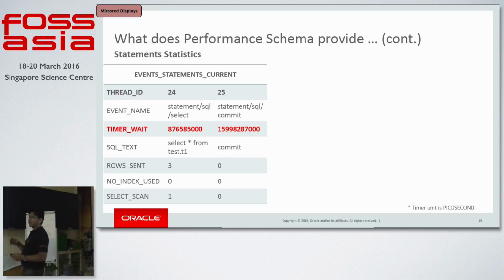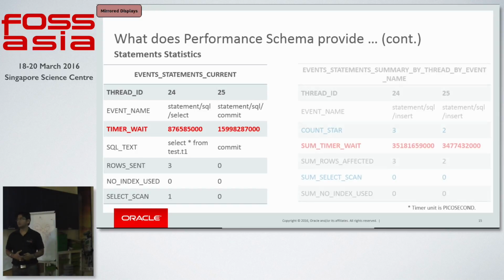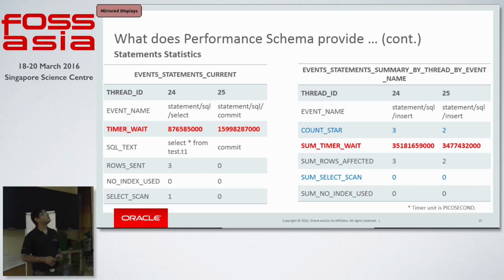Okay, so I got the latest statement executed by any thread. Is it possible to get all the statements executed by a thread? We have events_statements_summary_by_thread_by_event_name. In this table, we get all the statements executed by any thread. I can see from connection ID 24, that is our first connection, we have 3 insert statements executed. This is the time taken for these insert statements. And we have 2 insert statements executed by connection ID 25, and that is the time taken by these 2 insert statements. So I got the last statement, and I got all the statements by thread.